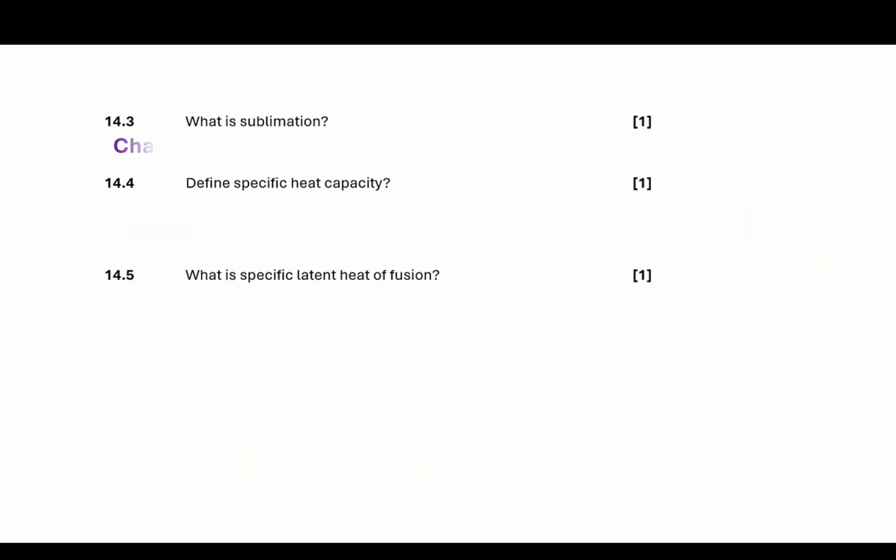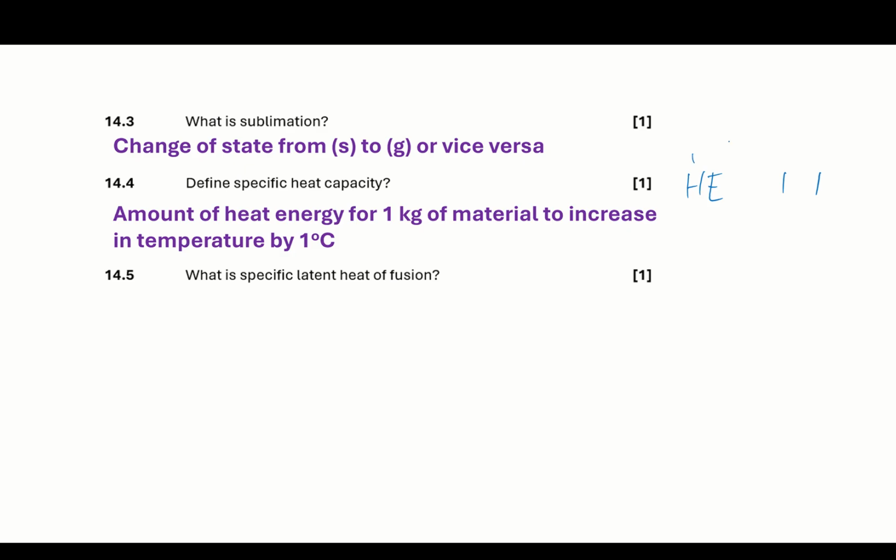What is sublimation? So that's a change of state from solid to a gas, or straight from a gas to a solid. And then define specific heat capacity. I've definitely taught you this one. And we've said HE11, and then we're away. So it's the amount of heat energy for 1 kilogram of metal to increase in temperature by 1 degree C.